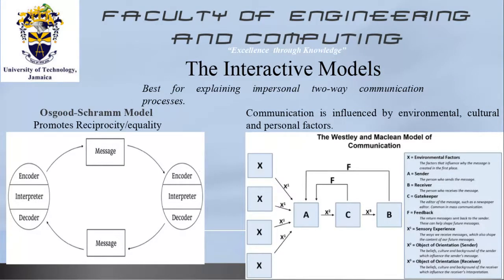Then there is the Westley and MacLean model of communication. This particular model suggests that communication is influenced by environmental, cultural, and personal factors. It is a very complex model that utilizes an algorithm to evaluate the impact of the various externalities on the model.